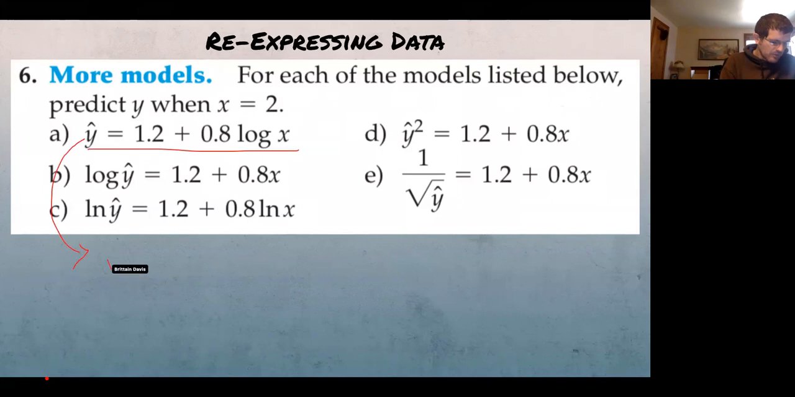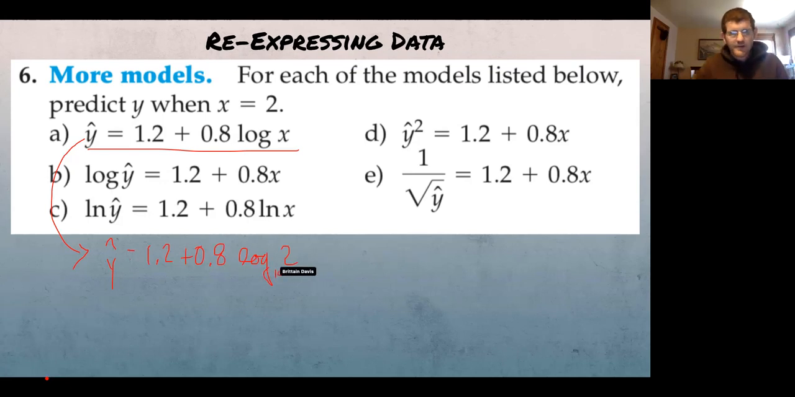I'll just bring it down. Y hat equals 1.2 plus 0.8 times log of 2. You have this on your calculator. It's worth pointing out right now that when you just have log, you're technically doing log base 10. We're going to come back to that. My calculator has this function on when you hit log on the left side, it's automatically doing log base 10. Okay, so I'm going to do 1.2 plus 0.8 times the log of 2. And my predicted y value is 1.441.